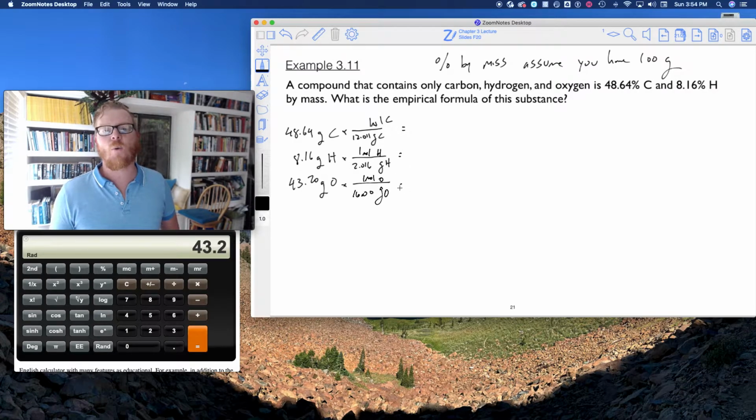And so then now when I convert these, 48.64 divided by 12.01 is 4.050 mole. Let's write that better.